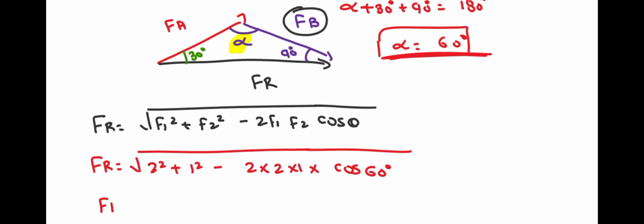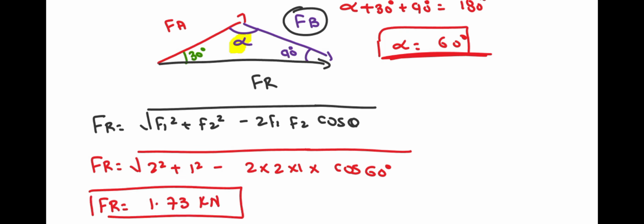So FR is equal to, grab the calculator, put the values into it and solve it for the value of FR. So it is nothing but 1.73 kilonewton. Now your question has been solved here.